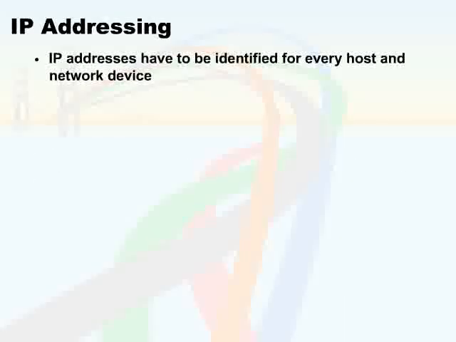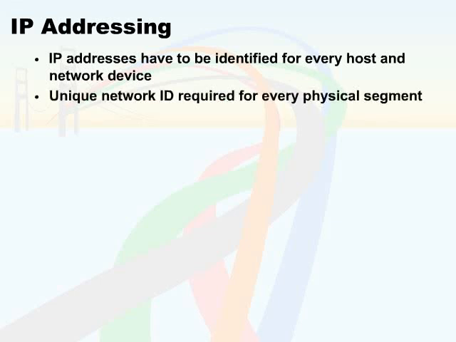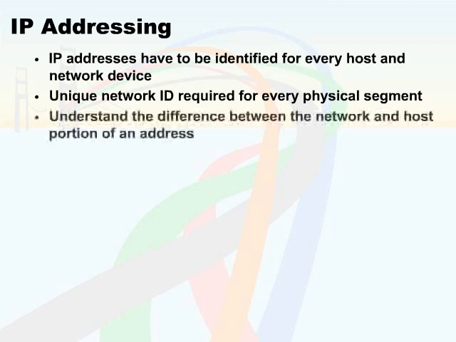But IP addresses have to be identified for every host and every network device. We also have to make sure that we have a unique network ID for every physical segment on our network. To do this job effectively, we must understand the difference between the network portion of an address and the host portion of an address. I must stress that this is going to be a key skill that we must master if we ever intend on being effective with things like subnetting. Now let's take a look at the classes so that we can identify these default separations.